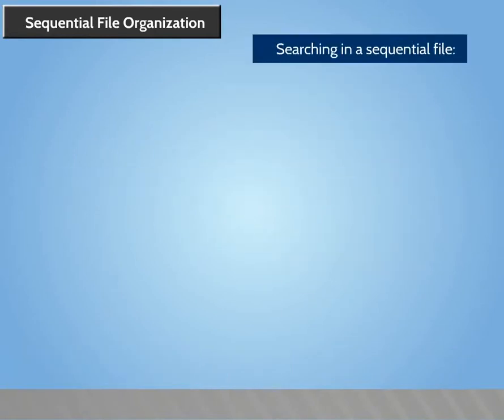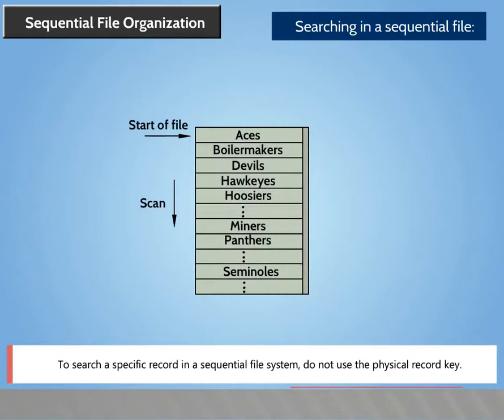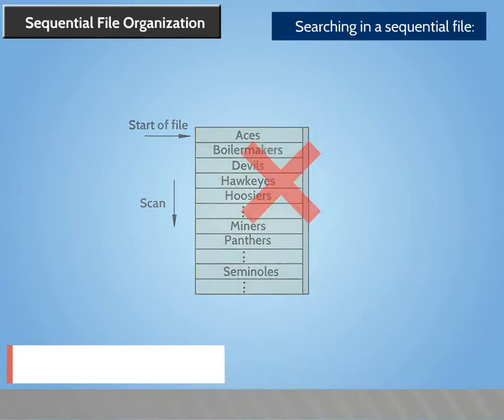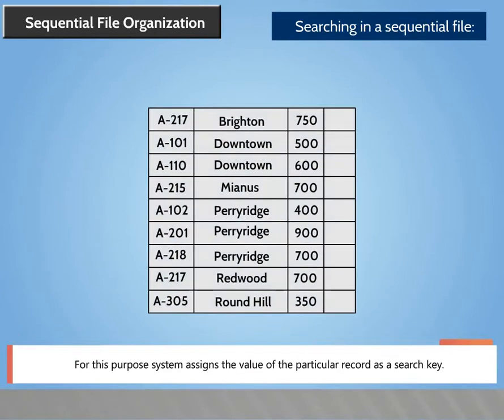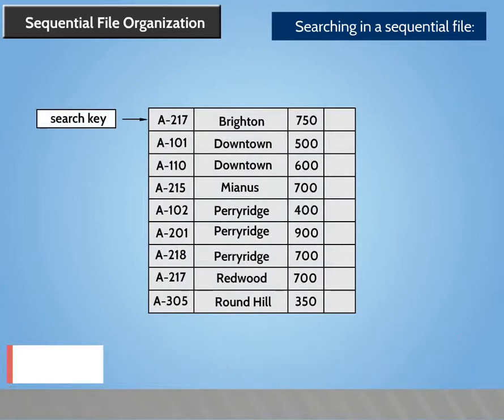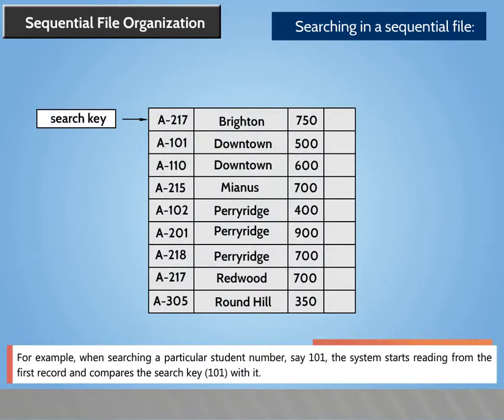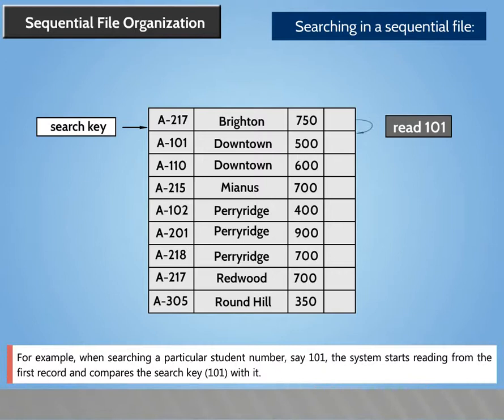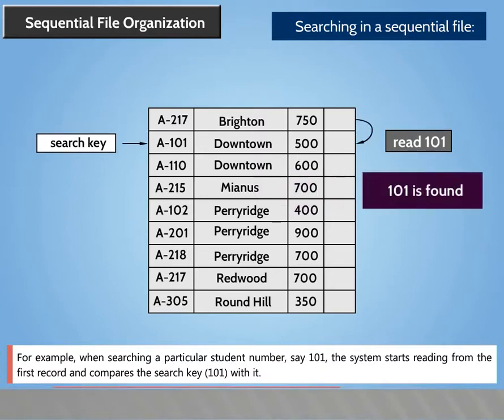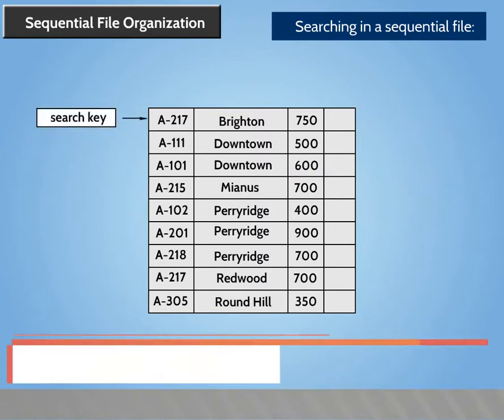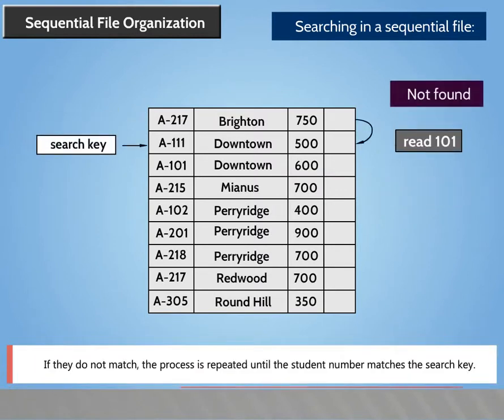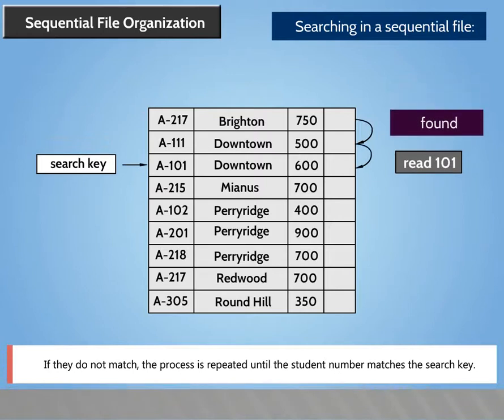Searching in a sequential file. To search for a specific record in a sequential file system, we do not use a physical record key. For this purpose, the system assigns the value of the particular record as a search key. For example, when searching for a particular student number, say 101, the system starts reading from the first record and compares the search key 101 with it. If they do not match, the process is repeated until the student number matches the search key.